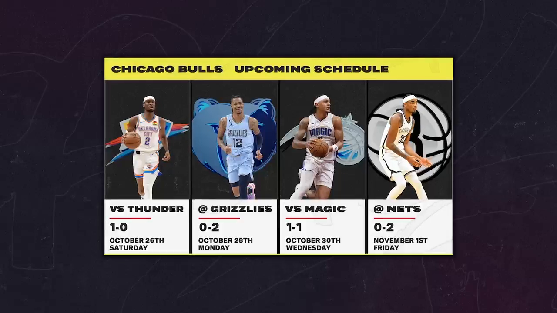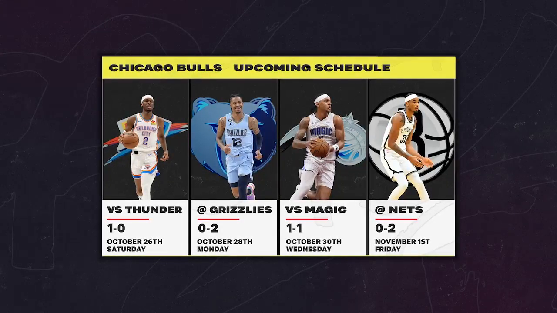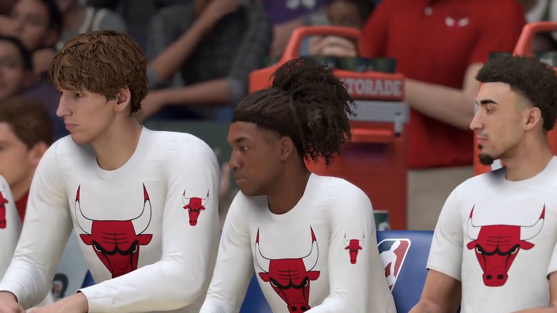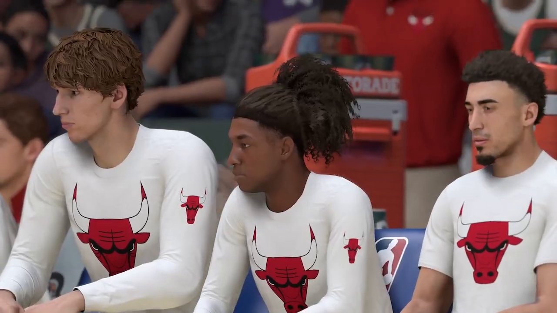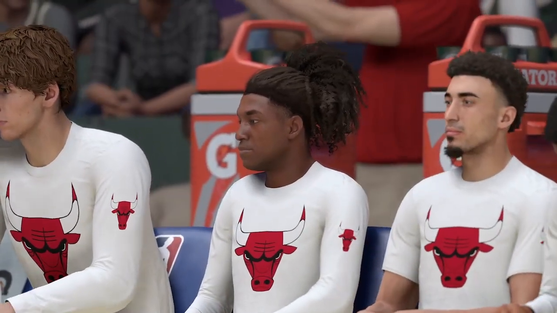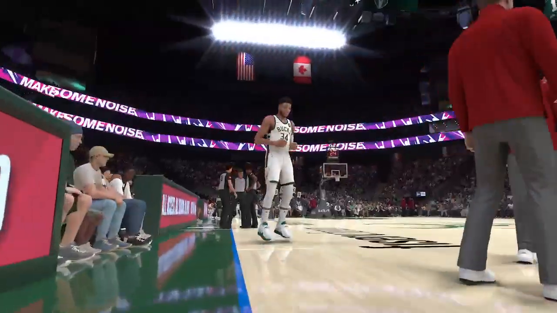And a chance now to look at the schedule for the Bulls. On Saturday, they'll go back home and will be hosting the Oklahoma City Thunder. Then on Monday, they'll begin a road trip starting in Memphis and going up against the Grizzlies. And looking at that Nets matchup, that one will mark game number 6 for them in the NBA season. We'll see if there are any adjustments between now and then to the rotation.